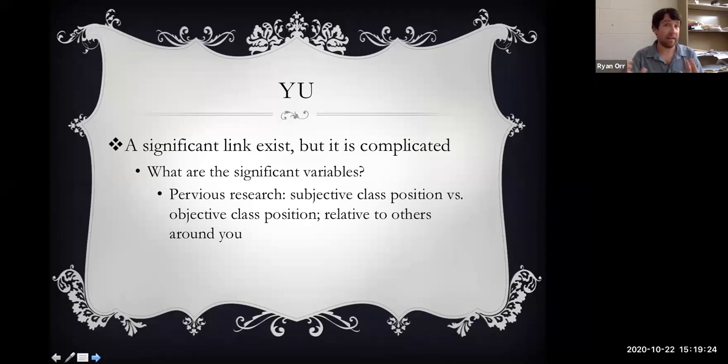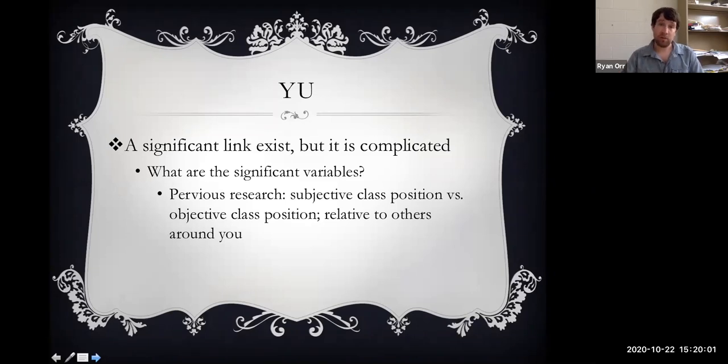There is a significant link between one's class position that does provide them certain levels of subjective well-being compared to people in other class positions and their levels of personal satisfaction. So yes, the link does exist, but it's complicated. And it's complicated in the sense that you really don't know what's going on. You don't know the variables mediating this factor. In other words, what are these factors connected to your class position that make you more or less happy, that make you more or less satisfied with your life?